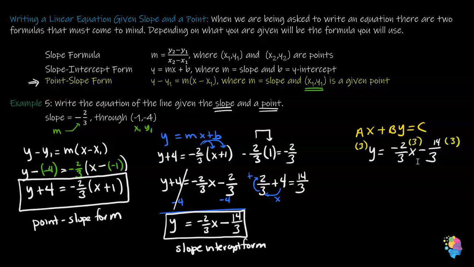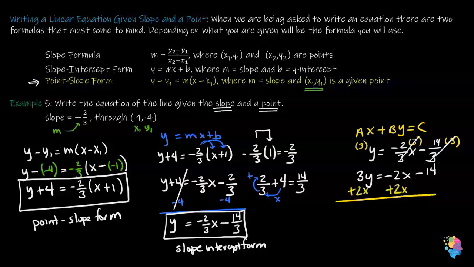So let's do this from left to right. 3 times y will be 3y. Don't lose the equal sign. And if you remember from example 2, these 3's are going to eliminate each other, leaving you only with that minus 2x minus 14. We're almost done. We need to have the x's and the y's on the left side. So I'm going to have to move this minus 2x by adding 2x. We always do the opposite here.